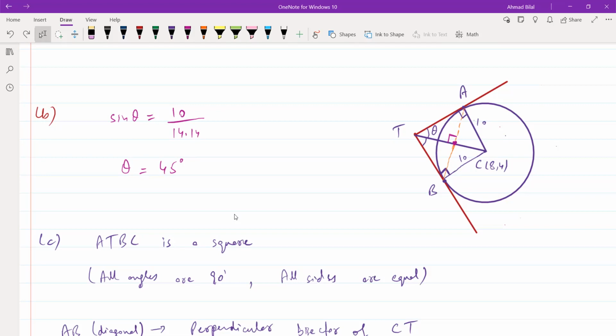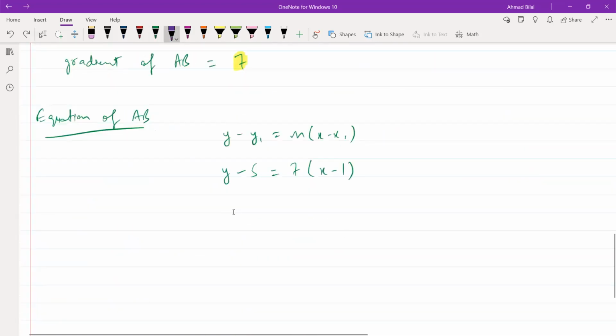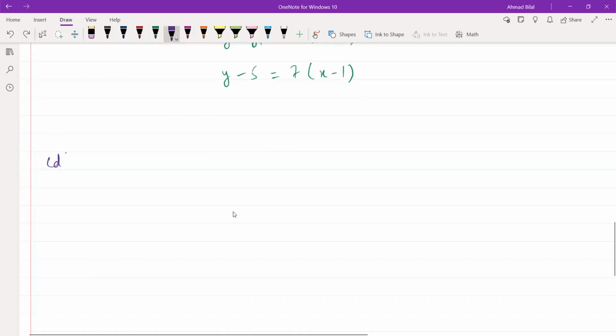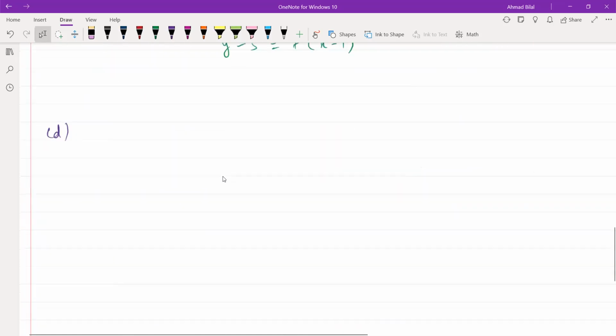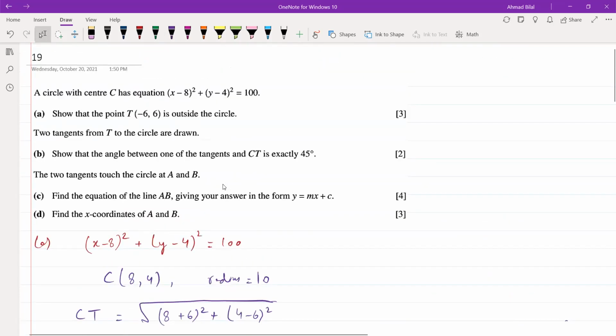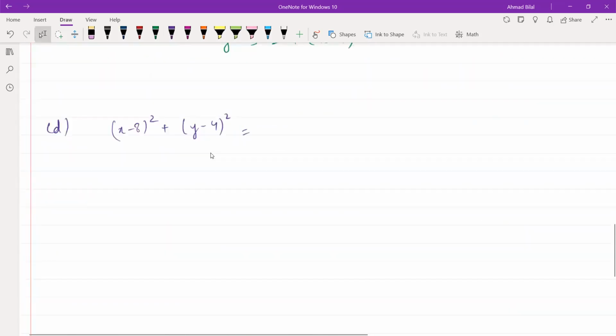We just solve them simultaneously. We have the equation of the circle. What is the equation of the circle? That's x minus 8 whole squared plus y minus 4 whole squared equals 100. That is the equation of the circle.